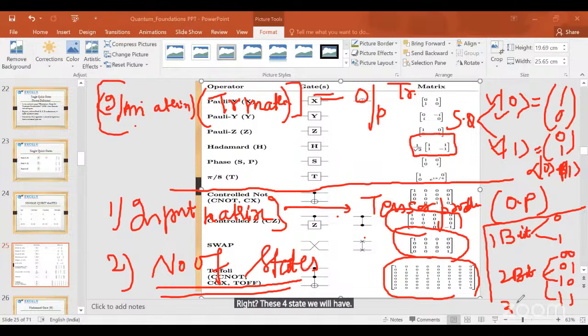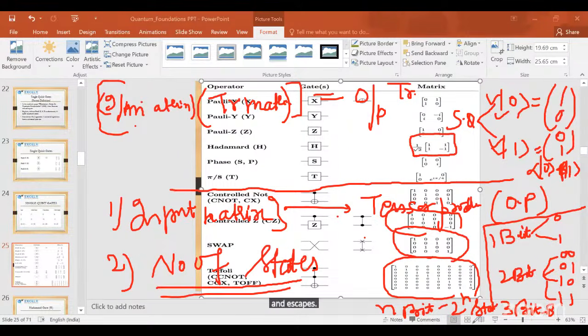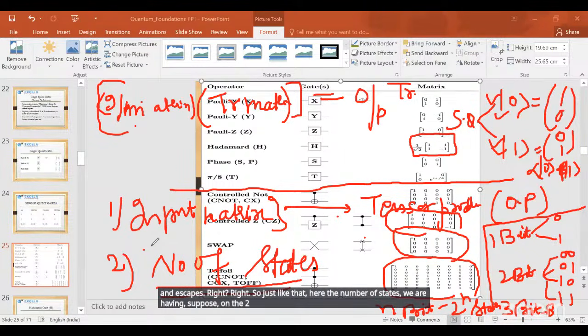For 3 bits, just like that, 8 states. And for n bits, we have the formula 2 to the power n states. So just like that, the number of states we have on 2 qubits will be the same, that is 4.